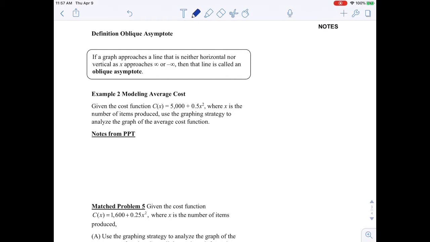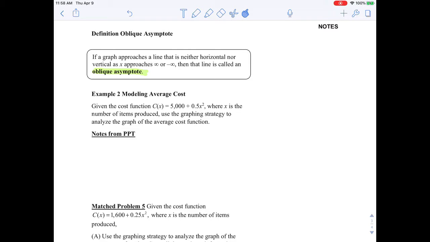When we model average cost functions, we end up with an asymptote that's neither horizontal nor vertical when we approach infinity or negative infinity. This is called an oblique asymptote. When I go through the example, I'll show how that's very easily found.